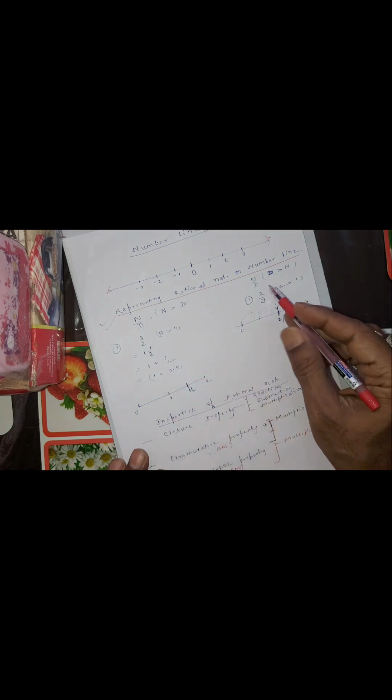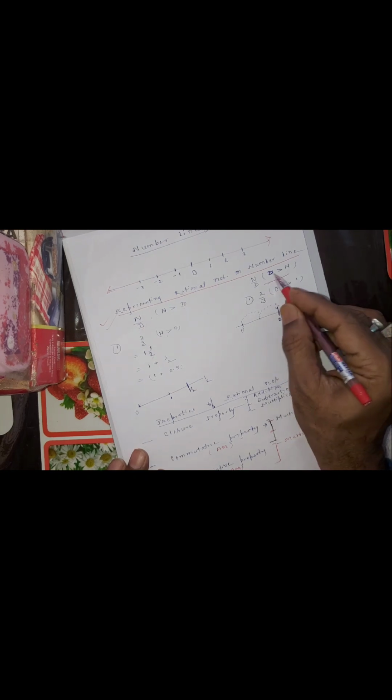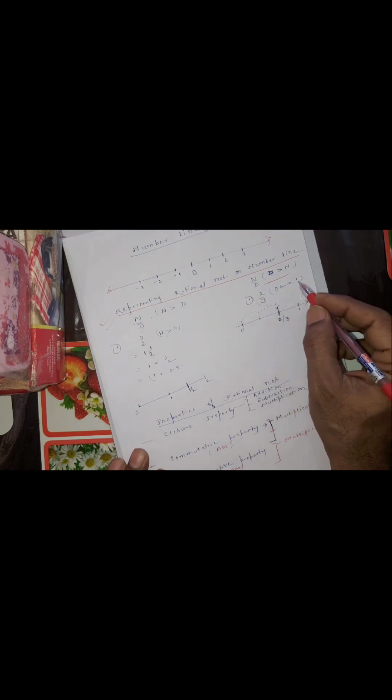Similarly, second case: if denominator is greater than numerator, then whatever the value you will get lies between 0 and 1. Suppose 2 by 3. So 2 by 3 means it lies between 0 and 1.